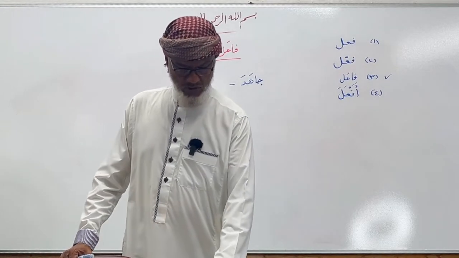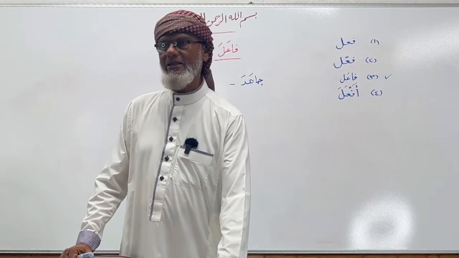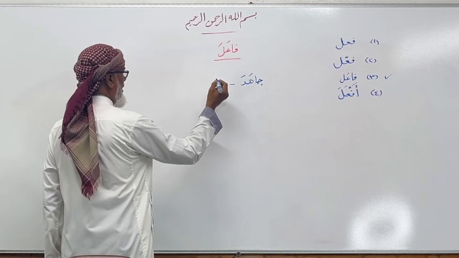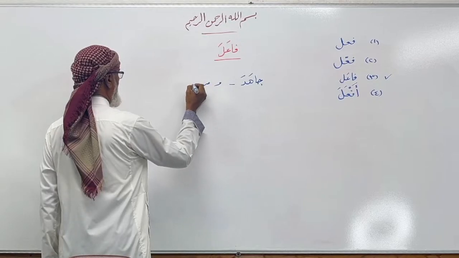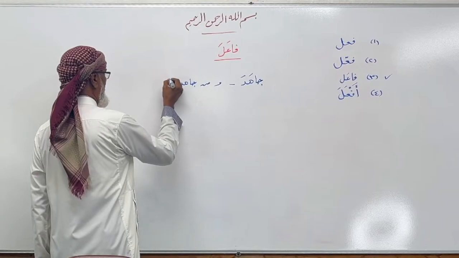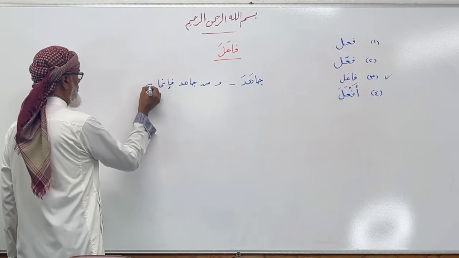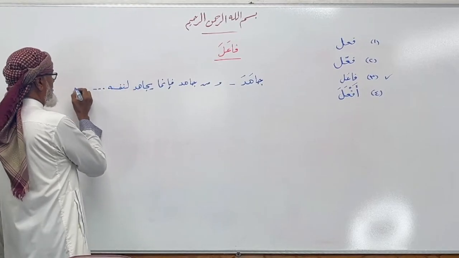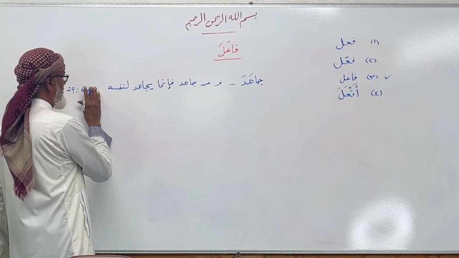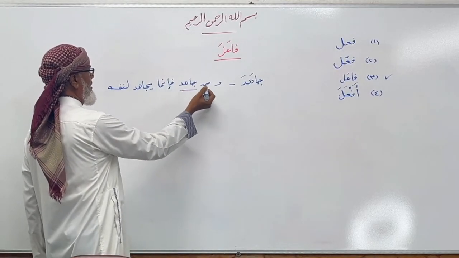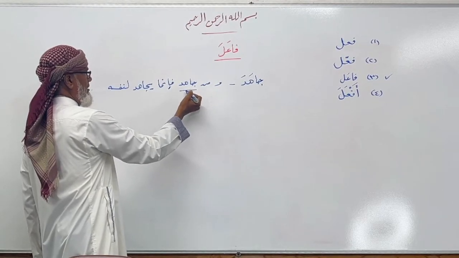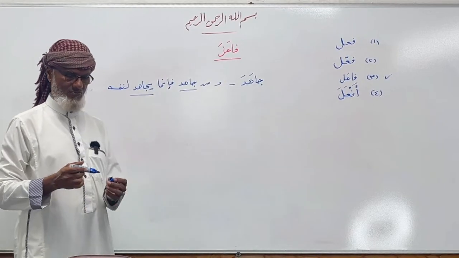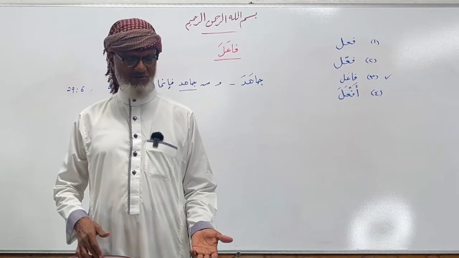Jahada is found: "wa man jahada fa-innama yujahidu li-nafsihi." So we have, for example, in Surah Al-Ankabut, Surah 29, ayah number 6: "wa man jahada." So we have jahada. Wa man, and who strives or struggles. Fa-innama, for verily he strives for himself. All right, like you're struggling. Who are you struggling for? You're struggling for yourself, right?